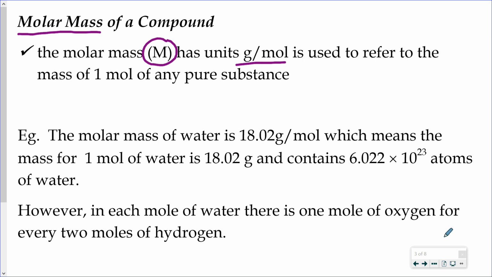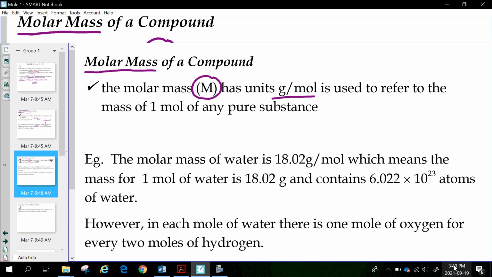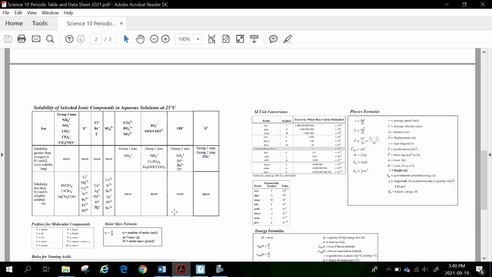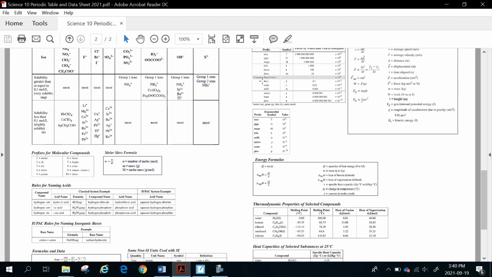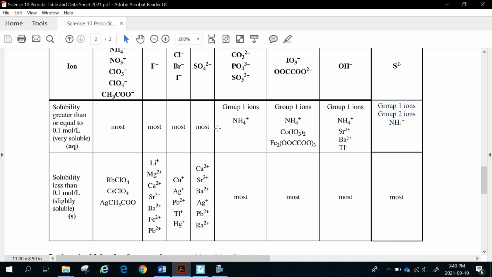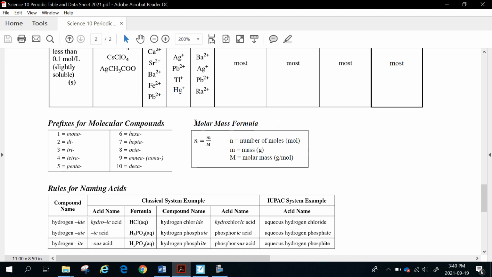This is on the back of your periodic table. Let me just go to that right now and show you on your data sheet where you can find some of this information. So right below the solubility table that we used before, you have a box there and it says molar mass formula. In here, it tells us that lowercase n is the number of moles.